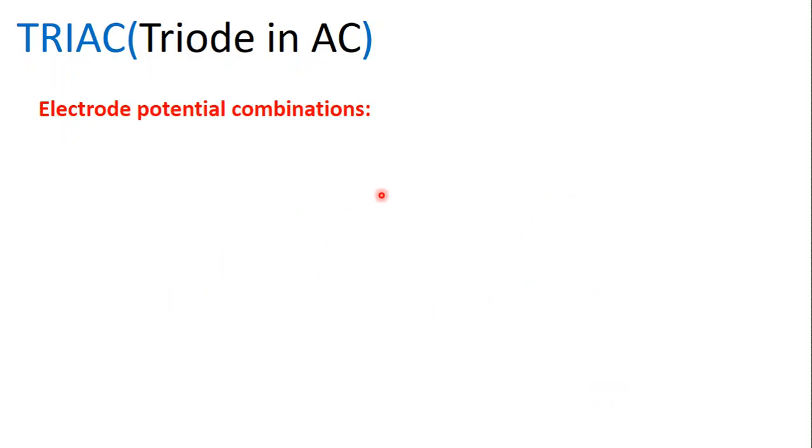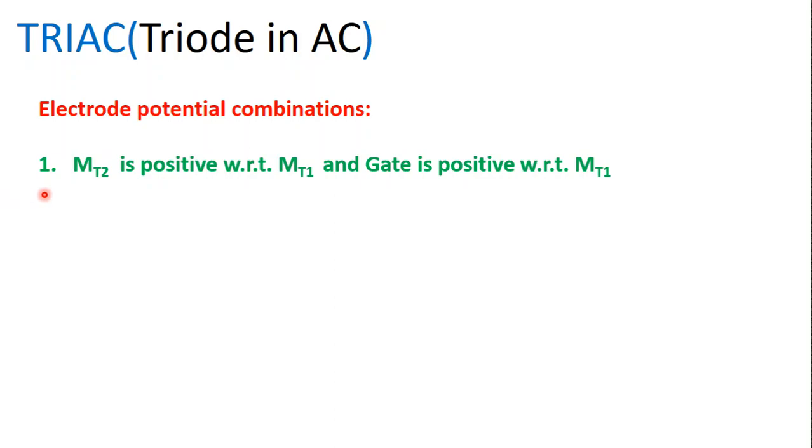Now next is electrode potential combinations. Based on this we are going to see the working of the triac. The first mode of operation, which is quadrant 1 operation, is when MT2 is positive with respect to MT1 and gate is positive with respect to MT1.